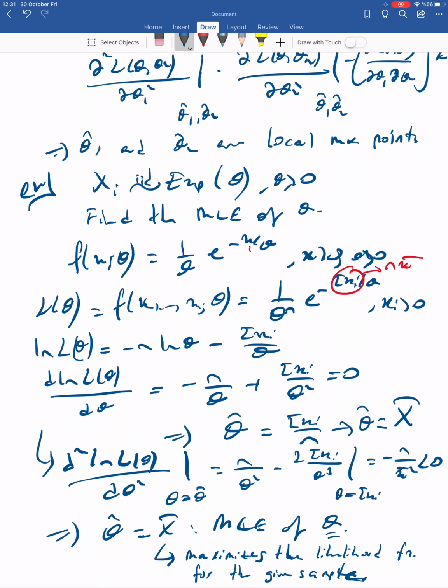Okay, then let me stop, and next time I will continue with more examples, and then we will see some advantages and disadvantages of maximum likelihood estimation and some properties of maximum likelihood estimators. Then we will start to see some good properties of any type of estimator.